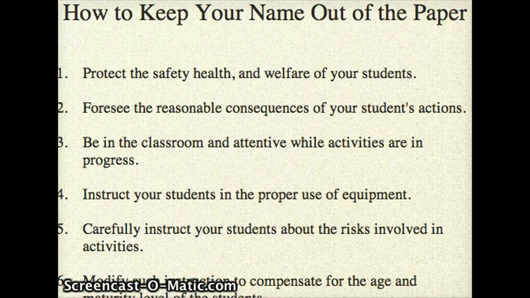Number three, be in the classroom and attentive while activities are in progress. Not out in the hallway, not in the teacher's lounge getting coffee, eating donuts, not up in the copy room. Number four, instruct your students in the proper use of equipment. Number five, carefully instruct your students about the risks involved in the activities. Number six, modify such instruction to compensate for the age and maturity level of the students.